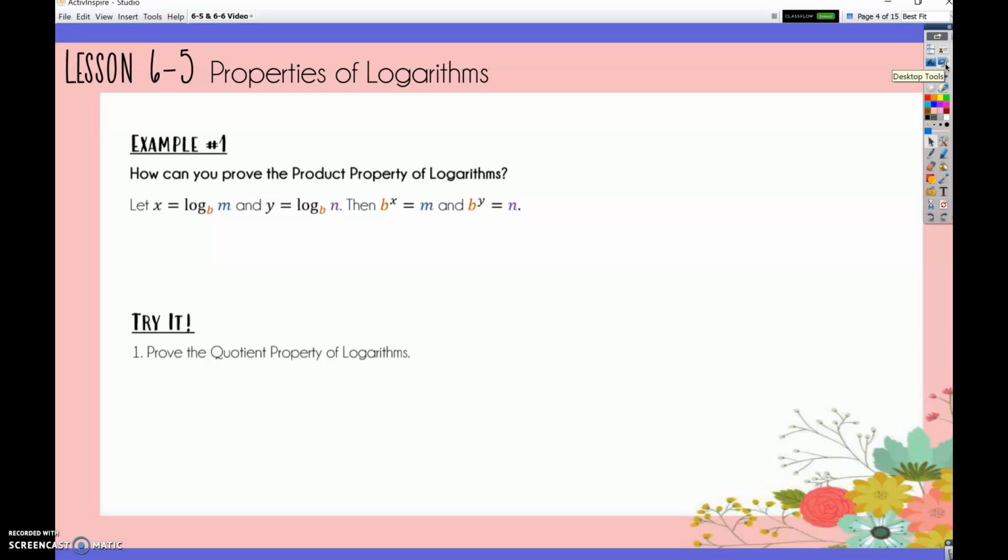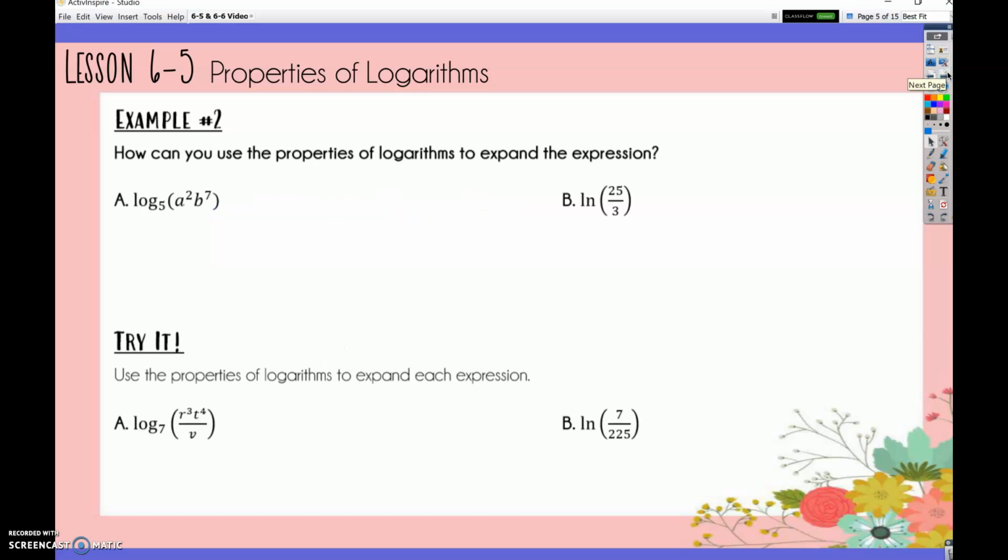With the proving of these, if you look in your packet answer key or in your class, your teacher will go through them. It's kind of nice to be able to know how these work or why these work, but for video time's sake, we're not going to go through the proofs now. We'll just use these properties.